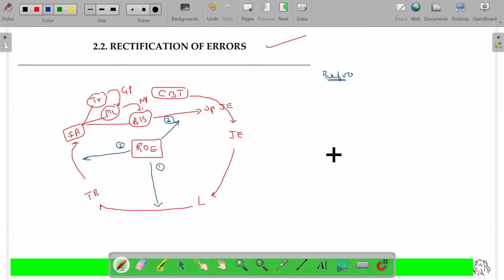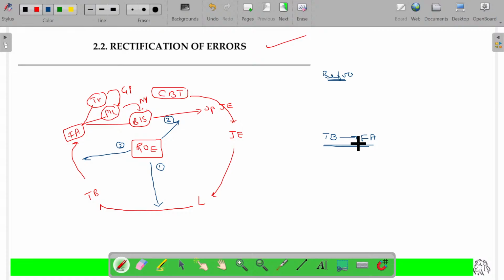If you find the error and rectify it after preparing the trial balance, but before preparing final accounts, some errors may affect only one side, either debit side or credit side. Automatically, as only one side gets affected, by preparing the trial balance you will find it will not tally. Usually, trial balance should tally. In which scenario will the trial balance not tally? If there is any error in one side.